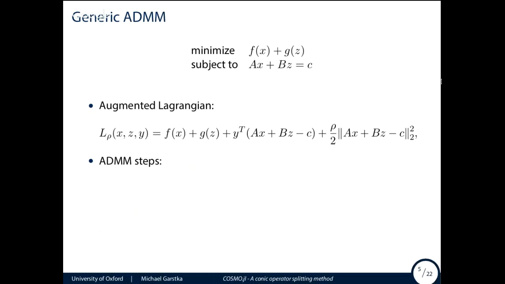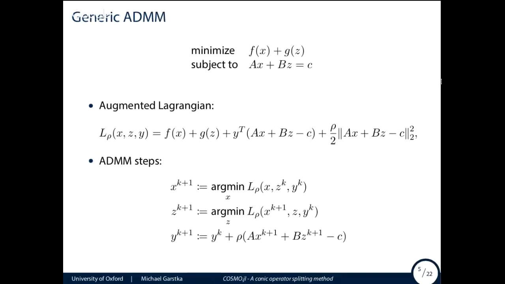Then you formulate the augmented Lagrangian. So you move the equality constraint into the objective function. That gives you this dual variable y. And you also add what is called a regularization term that helps you with non-strictly convex problems. And then ADMM always does the same three steps. So in the first step, you take this augmented Lagrangian and you minimize it with respect to x. And that gives you your x iterate. And the second step is you minimize it with respect to the second variable, z. And the last step is to update the dual variable. So that's quite a simple algorithm.